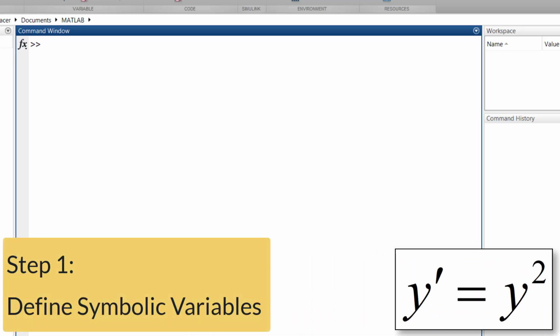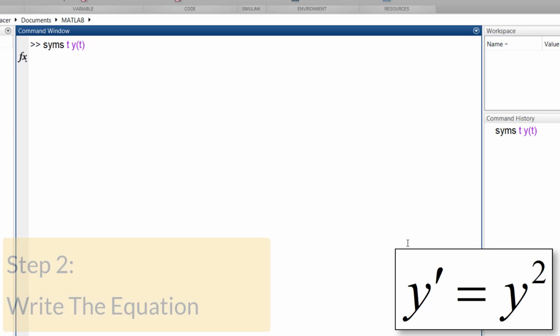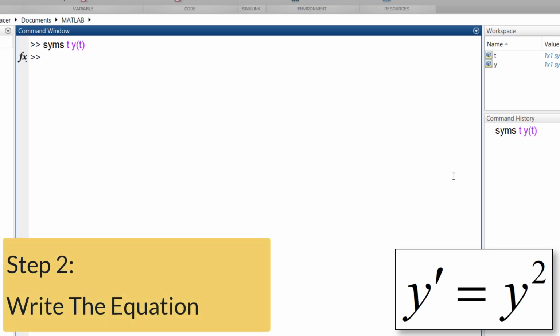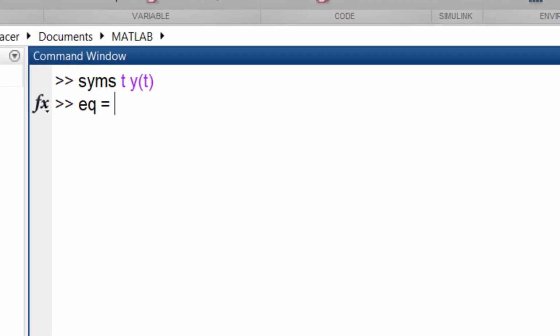Step 1. Defining symbolic variables. y is a function of, let's say, t, and this is how to define t as a symbolic variable and y as a symbolic function of t. Step 2. Write the equation. The derivatives are defined using the diff function, so my equation is diff of y equals y squared.